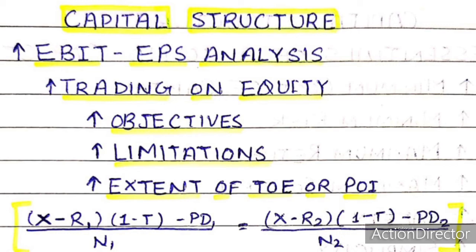In other words, the point of indifference refers to that earnings before interest and tax level at which earnings per share remains the same irrespective of different alternatives of debt equity mix. At this level of EBIT, the rate of return on capital employed is equal to the cost of debt, and this is also known as the break-even level of EBIT for alternative financial plans.